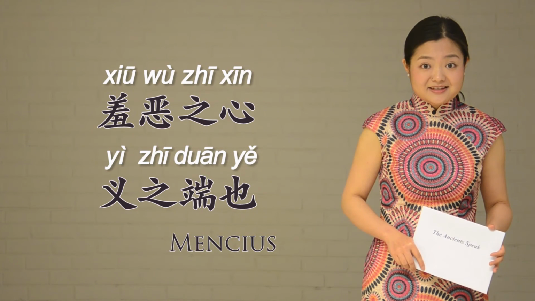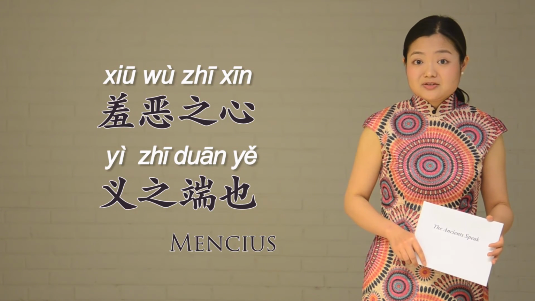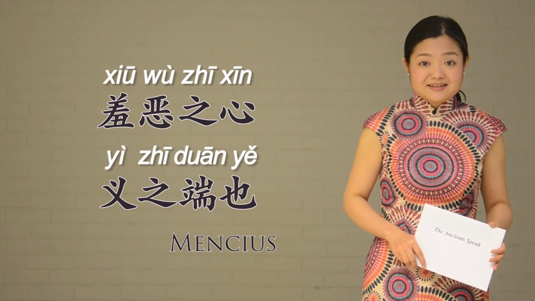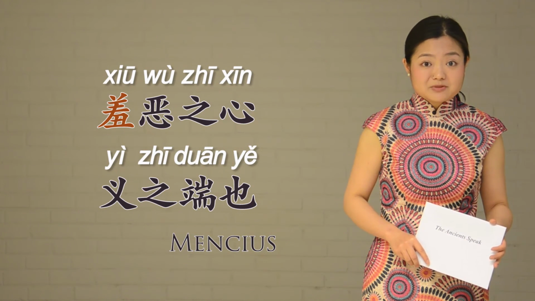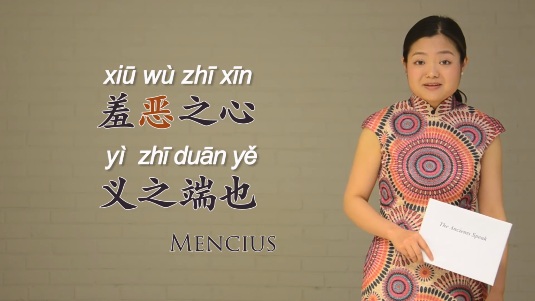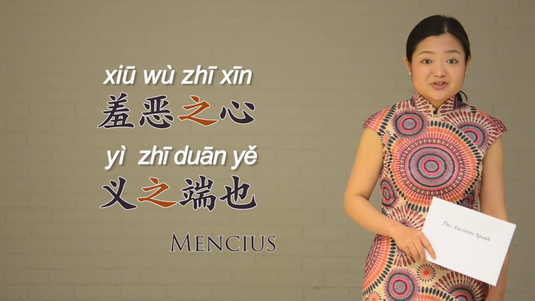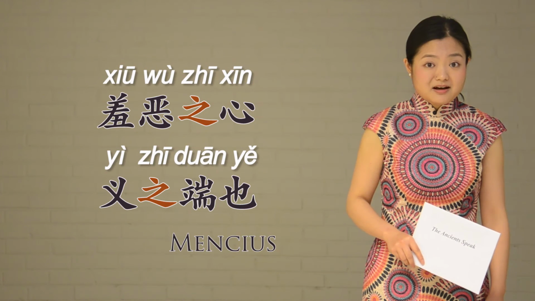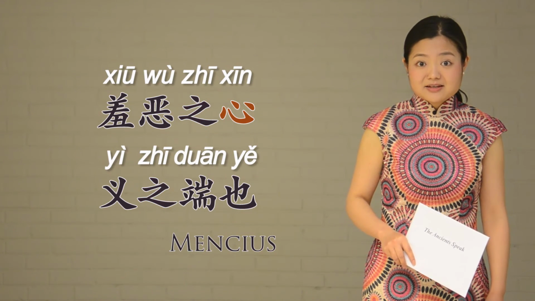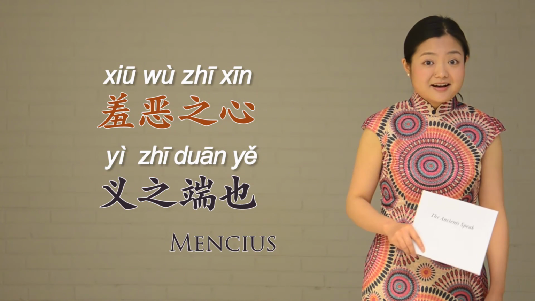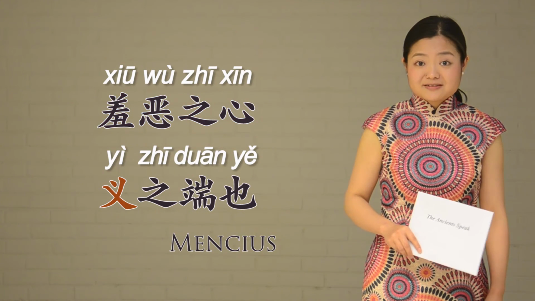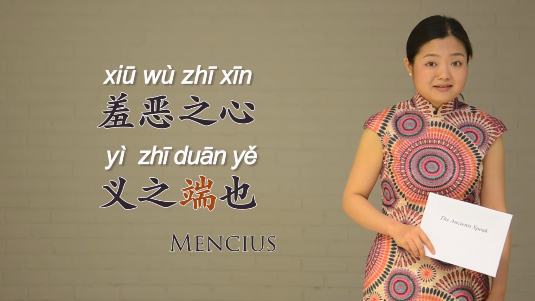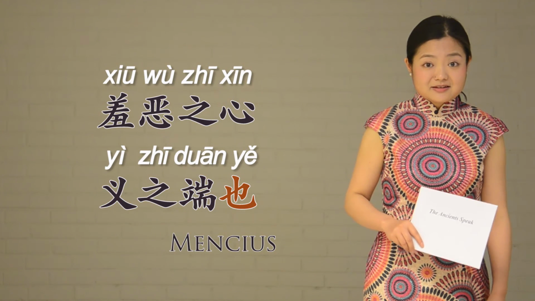羞恶之心, 义之端也. 羞, to feel ashamed of. 恶, to hate the evil, wickedness. 之 is an auxiliary word meaning of. 心, heart. 羞恶之心, a sense of shame. 义, righteousness or justice. 端, the beginning. 也, is an auxiliary word.